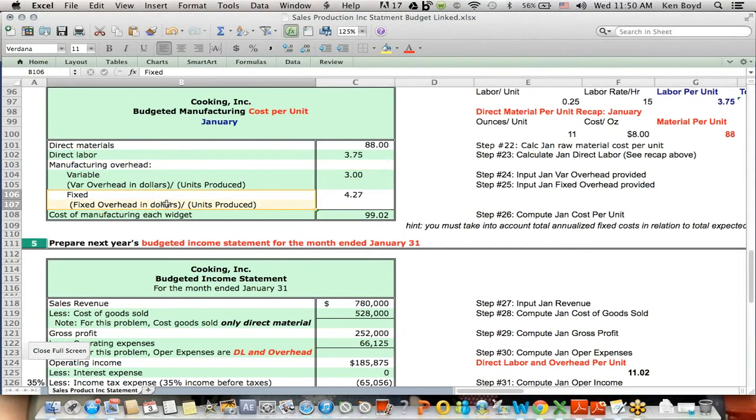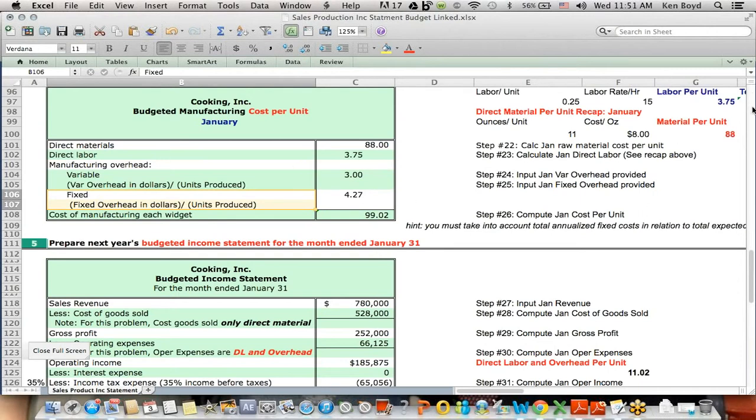Now for fixed overhead, this is a warning. I'm asked for a per unit amount. However, you've got to be cautious of looking at fixed overhead per unit because there's only a fixed dollar amount by definition, and at some point you've paid all your fixed overhead and you don't need to apply it to any more units because you've already covered it all. So some units will be produced without any fixed overhead because you've already covered it.